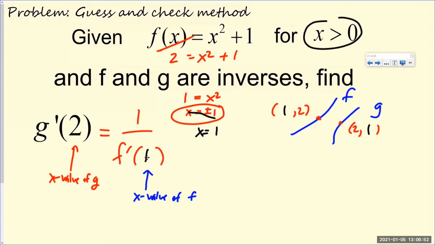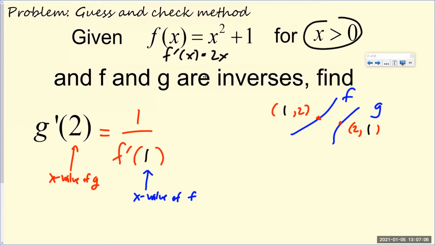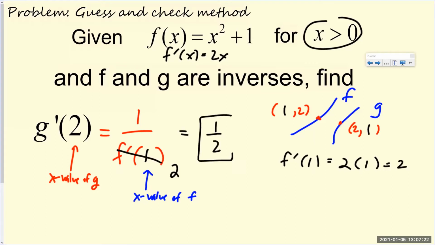And then I just plug into this formula and figure out what 1 over f prime of 1 is. Well, can I figure out what f prime is if I know what f is? Sure. F prime of x is equal to 2x. But I don't want f prime of x. I want f prime of 1. So f prime of 1 is equal to 2 times 1. And what's 2 times 1? 2. Be careful, my answer is not 2, though. The denominator is 2. So what's my full answer? 1 over 2, 1/2. So that's how you do this problem.